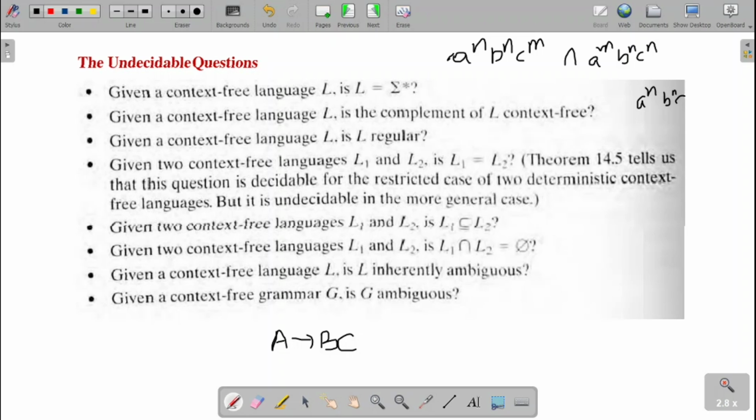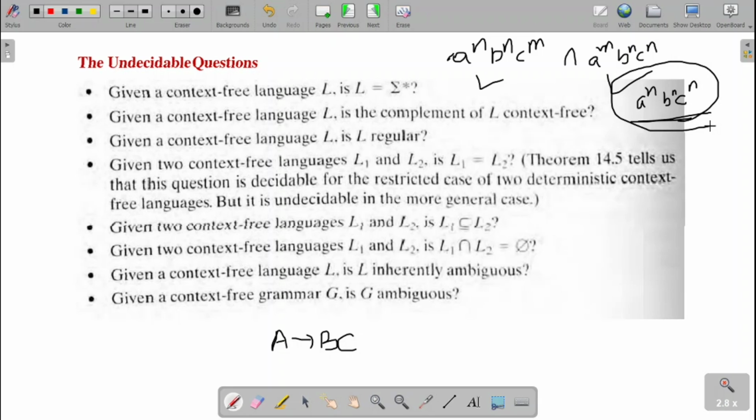So this is not a context-free language. a^n b^n c^n is not a context-free language. We are not able to write a grammar for it. You can try it out. Such classes of languages are undecidable. These two are regular, these two are context free, and for them we can write the grammars. But for this one, we can't write the grammar.